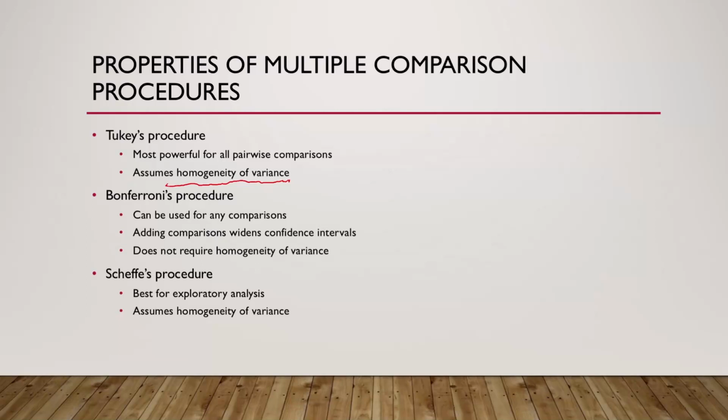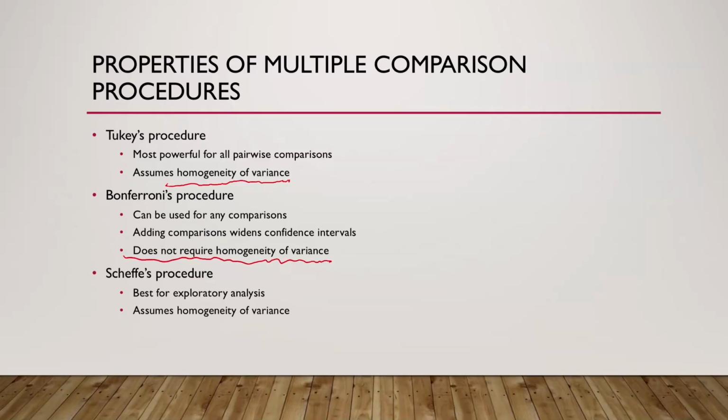If you cannot assume homogeneity of variance, then there's an adjustment that we can make with the t statistic. I don't spend a lot of time teaching the adjustment and what it is. I just tell you we can do it in R, because by default, when you do a t-test in R, it does not assume homogeneity of variance. So with Bonferroni's procedure, we do not have to have homogeneity of variance.